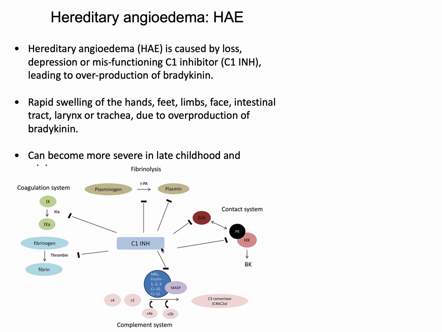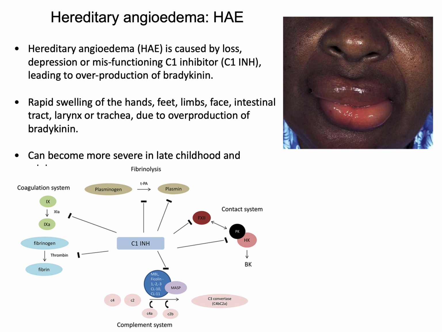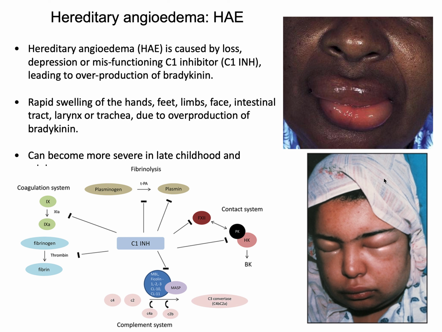fibrinolysis system. And loss of C1 inhibitor can lead to increased levels of bradykinin and periodic periods of rapid swelling of hands, feet, face, limbs due to this overproduction. It can become severe in late childhood. And so this is a picture of an individual undergoing an episode of angioedema. You can see the swollen cheeks and lips. In some places, the eyes can be swollen entirely shut because of this.